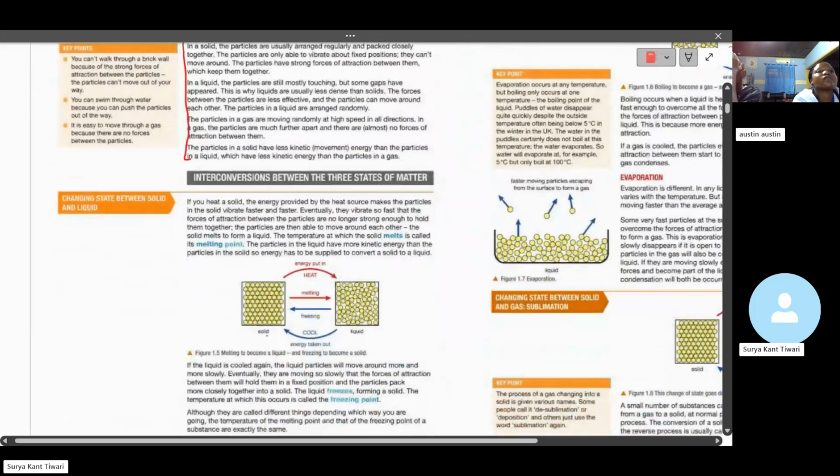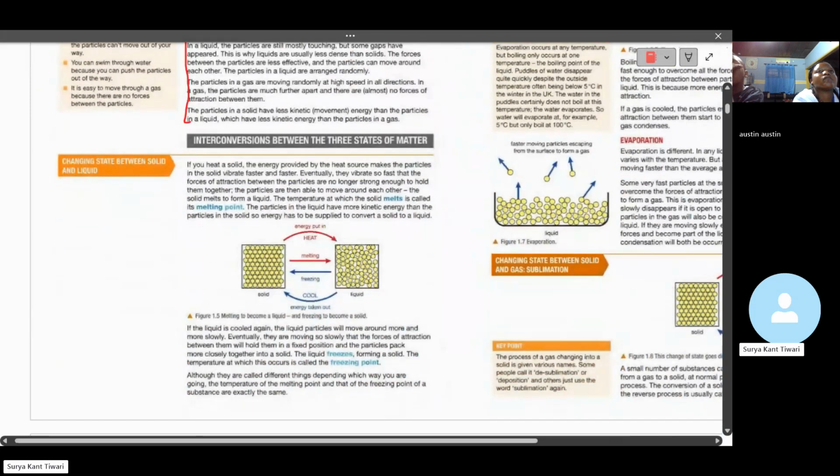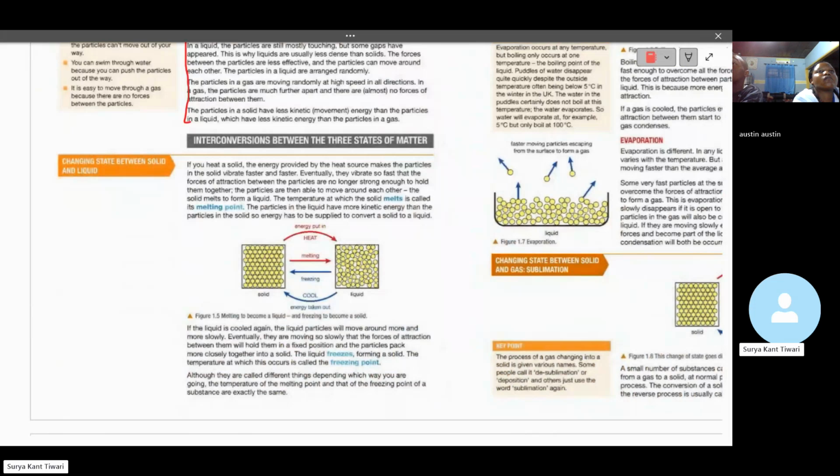And then we have interconversion between the three states, conversion from one state to another. Look at this diagram here. When solid becomes liquid, it is called melting. When liquid becomes solid, it is called freezing, right?